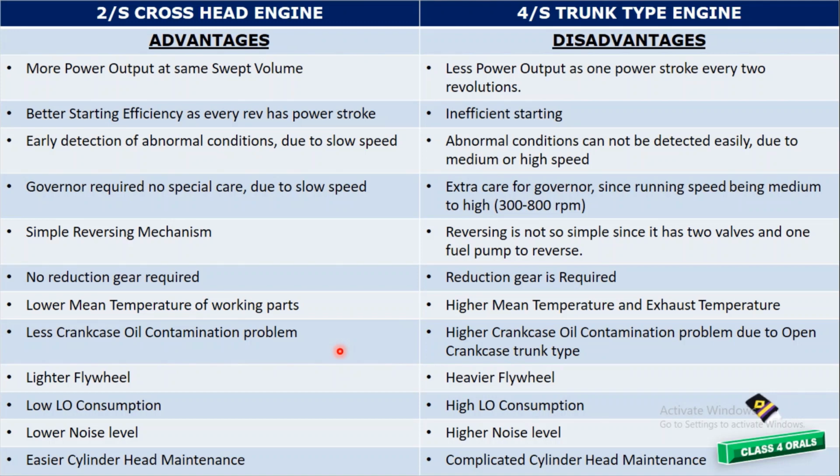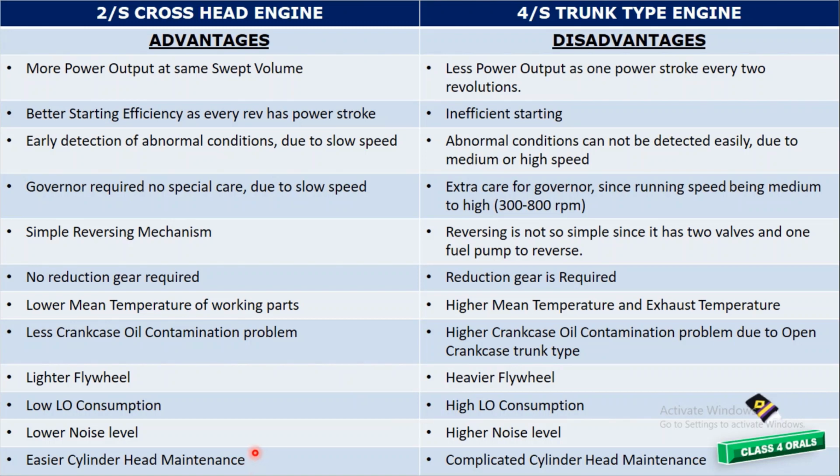In the 2-stroke, less crankcase oil contamination problem is seen, whereas in the 4-stroke a higher crankcase oil contamination problem is visible due to the open crankcase trunk type. In the 2-stroke, a lighter flywheel is present, whereas in the 4-stroke a heavier flywheel is there. In the 2-stroke, low lube consumption is found, whereas it is high in the 4-stroke.